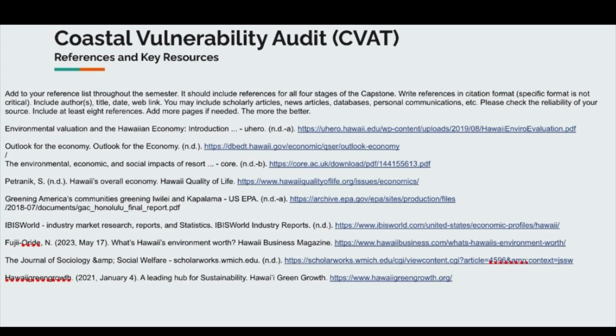In summation, these are my references and key resources that were a full and total help for my coastal vulnerability audit. These 9 resources were able to teach me everything that I needed to know about Honolulu, Hawaii, and over the course of the semester, how I was able to understand and realize what Honolulu, Hawaii is really about.